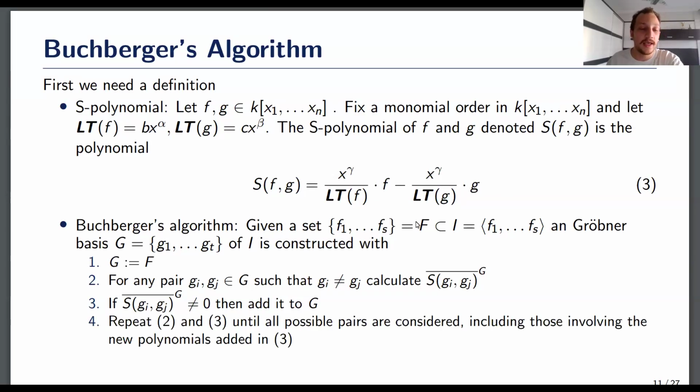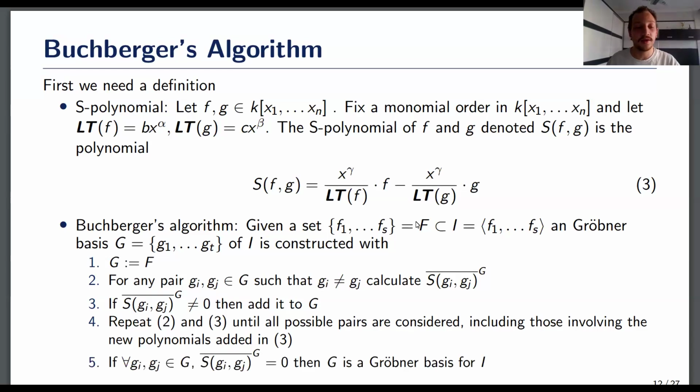Then you repeat steps 2 and 3 with the added remainders until, for every pair in the new set, every S polynomial's remainder equals 0. Then you can say G is a Gröbner basis for I.